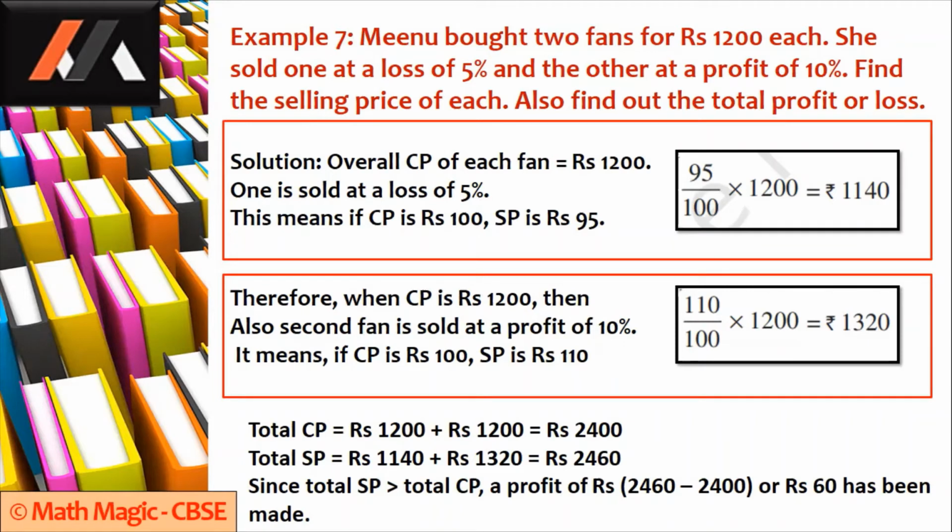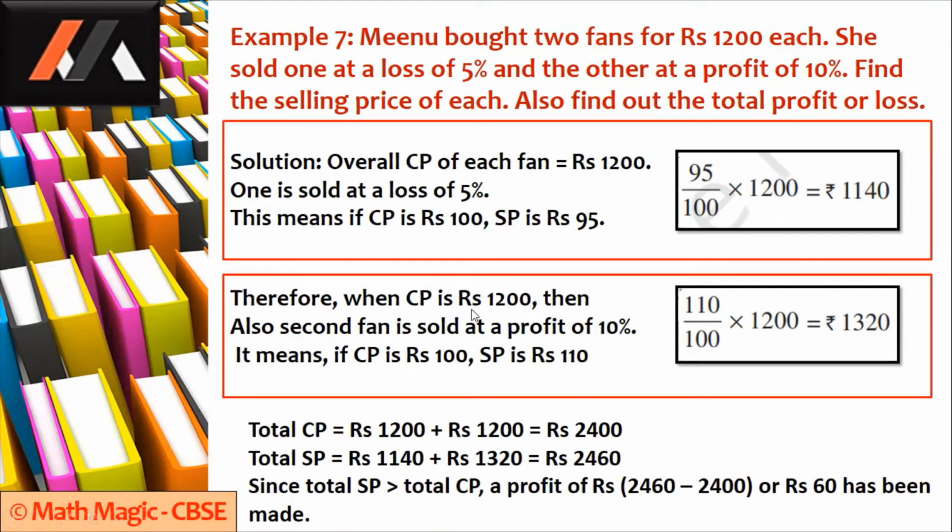Therefore, we find 95 by 100 of 1200 to find the loss amount. 95 by 100 into 1200 is equal to 1140. 1140 is less than 1200. Therefore, it's a loss of 5%.